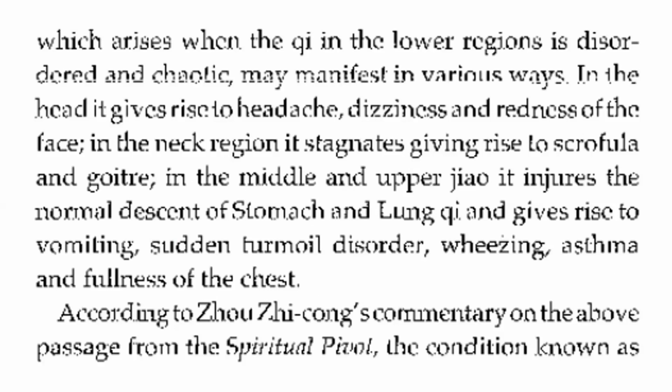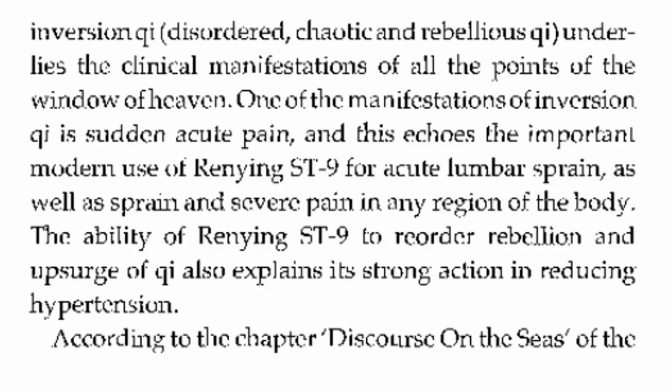In the neck region, it stagnates, giving rise to scrofula and goiter. In the middle and upper jaw, it disturbs the normal descent of stomach and lung Qi and gives rise to vomiting, sudden thermal disorder, wheezing, asthma, and fullness of the chest. According to Su Shi Kong, in the above passage from the Spiritual Pivot, the condition known as inversion Qi, disordered, chaotic, and rebellious Qi, underlies the clinical manifestation of all the points of the Window of Heaven.